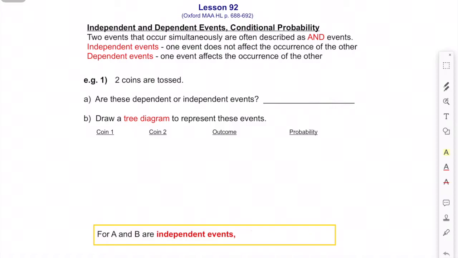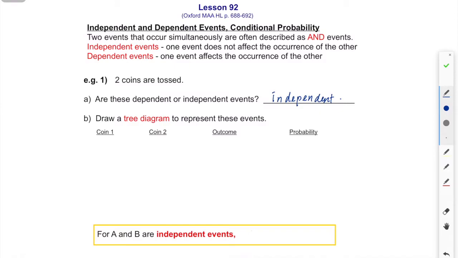Let's start with tossing two coins. When you toss two coins, will the outcome of the first coin affect the outcome of the second coin? No, right? I hope you said that. So let's write this down. These are independent events. Okay, so let's draw a tree diagram to represent these.